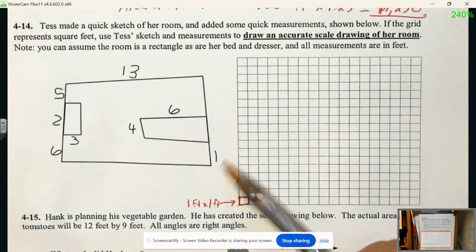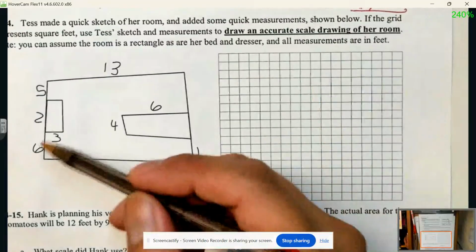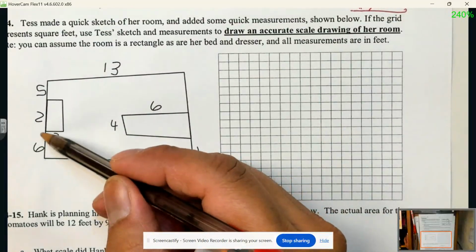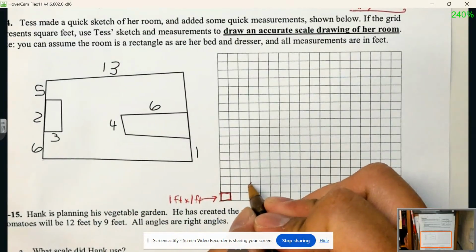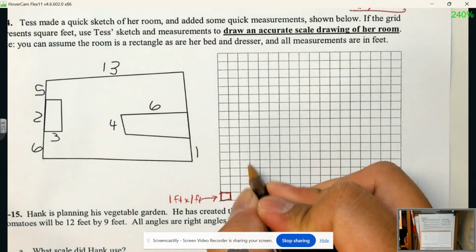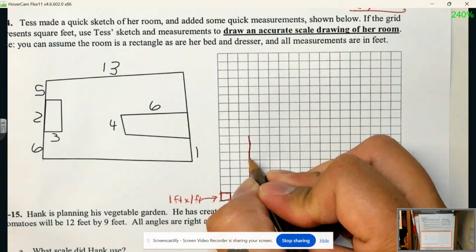So the first thing you want to do is, let's just pick a corner and start there. So we know that from this corner of the room to there is 6 feet. So we can start here and just go up 1, 2, 3, 4, 5, 6 feet.